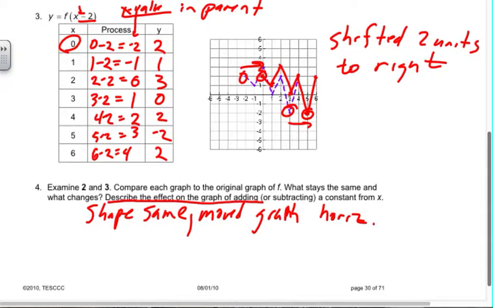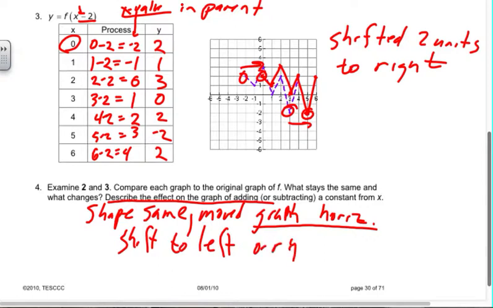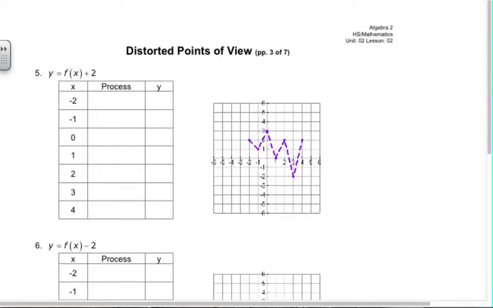Describe the effect on the graph of adding and subtracting a constant for f. Adding and subtracting a constant from x is going to translate the graph horizontally. It's going to shift it to the left or right. Okay. Page 3. We've got the same thing here, except we're doing something a little bit different.